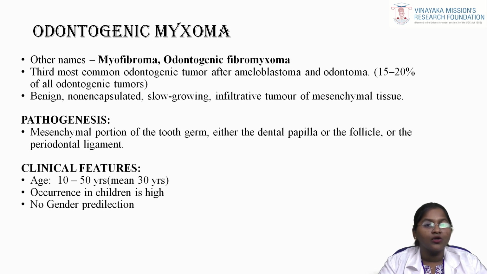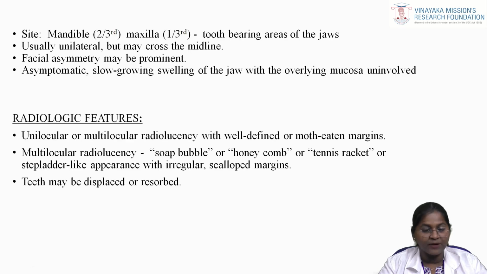for the odontogenic myxoma. Clinical features: it occurs from 10 years to 50 years, and is more common in children. There is no gender predilection. As for site, the mandible is more common than the maxilla, in the tooth bearing regions, not in the ramus area. It is usually unicentric but may cross the midline also. Facial asymmetry may be prominent. It presents as an asymptomatic, slow growing swelling of the jaw with the overlying mucosa uninvolved.